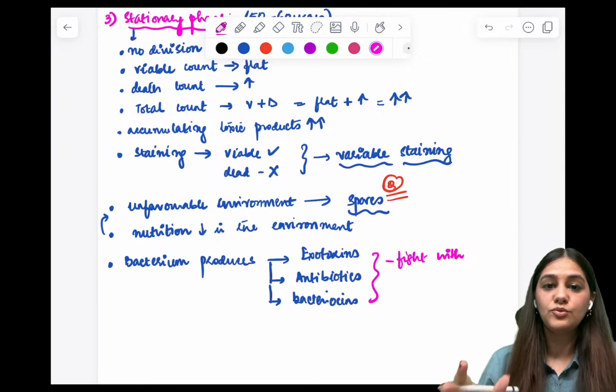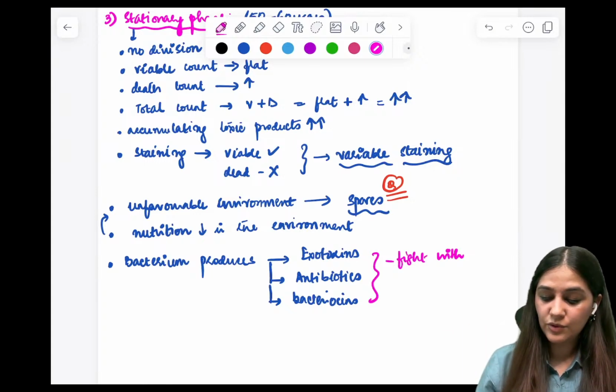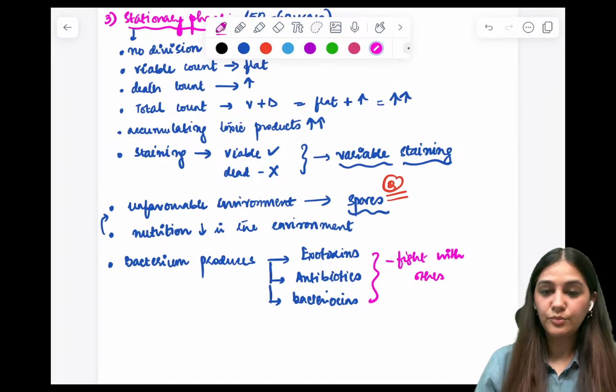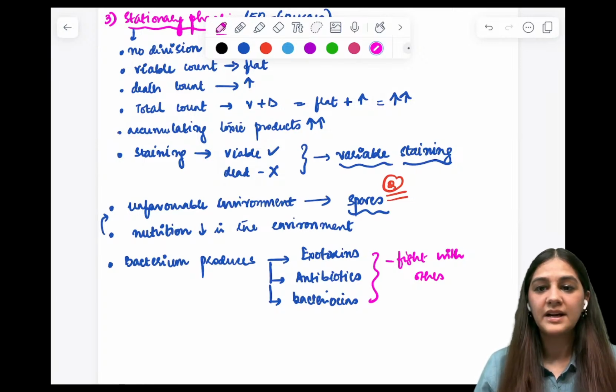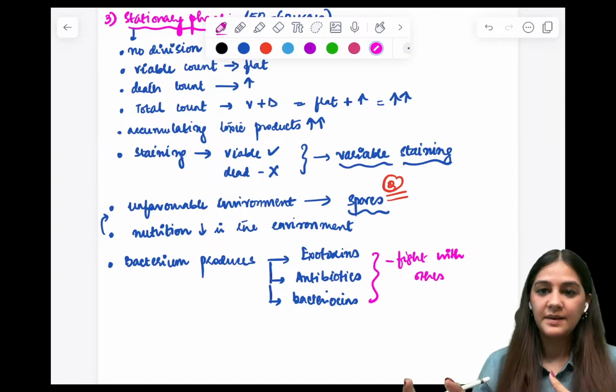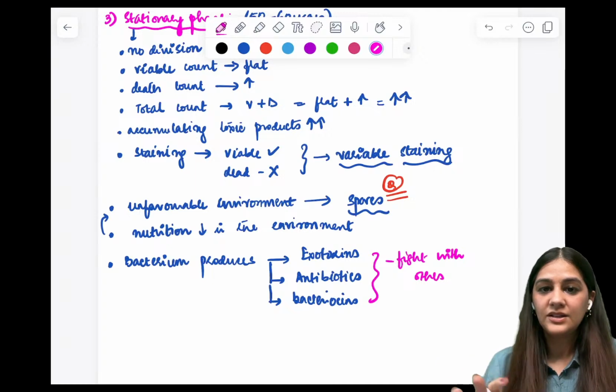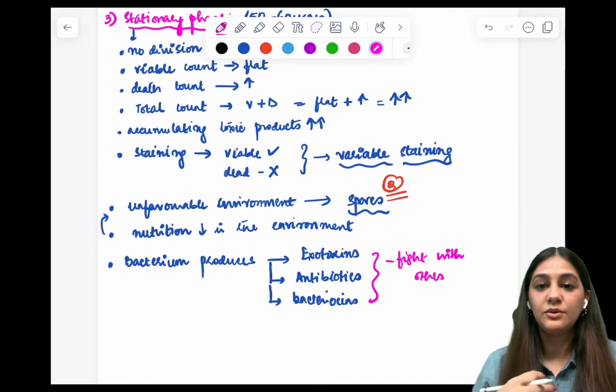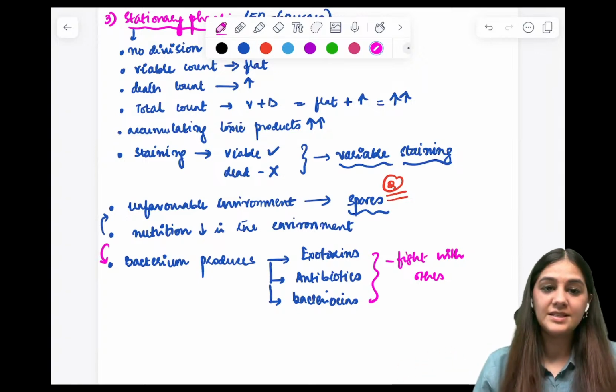Now bacteria want to produce some things to kill. So it wants to fight with others. So it's going to produce a lot of exotoxins, antibiotics, even bacteriocins. Bacteriocins are produced by one bacterium to kill another bacterium. Bacteriocins, antibiotics, exotoxins, all these things are produced by the bacteria because it's trying to fight with the others, because again the nutrition is deficient.